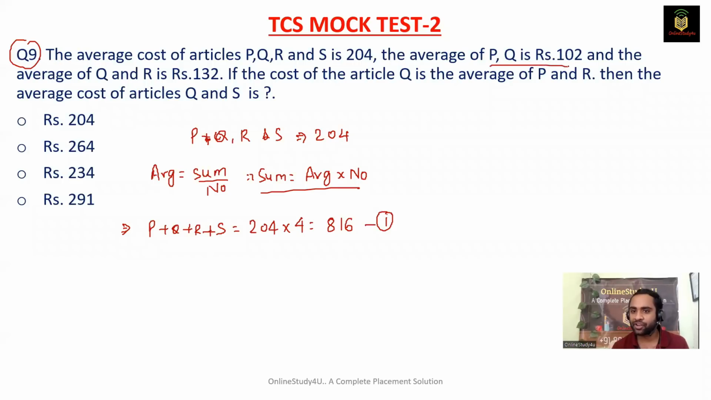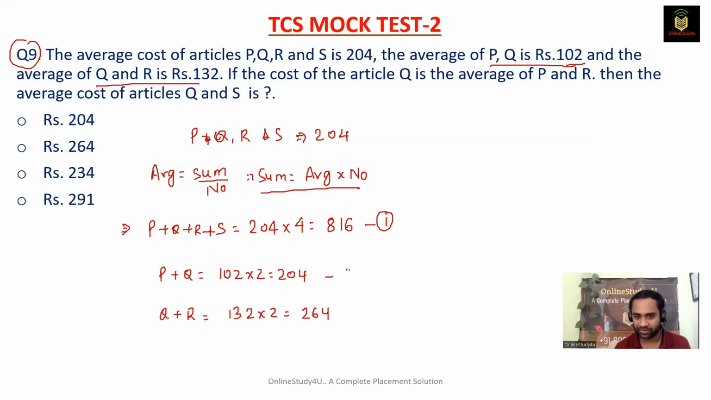Now the average of P and Q is rupees 102. So sum will become what? The sum of P and Q will become average into number, so this will become 204. Then the average of Q and R is 132 rupees. So 132 into 2, this will become 264 rupees. This is equation 2 and this is equation 3. Now what I'm going to do is add 2 and 3. So P plus Q plus R will become equal to 468.